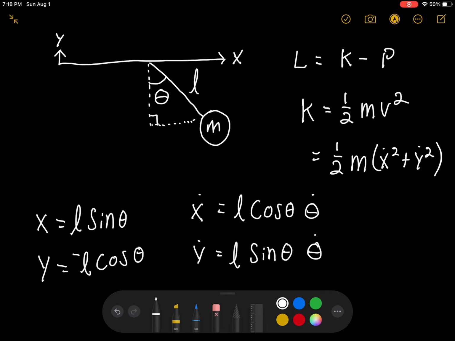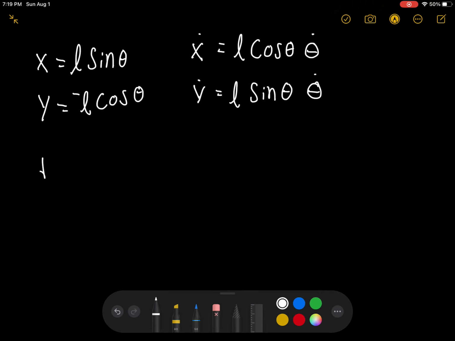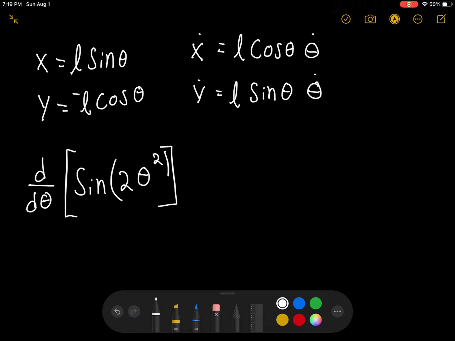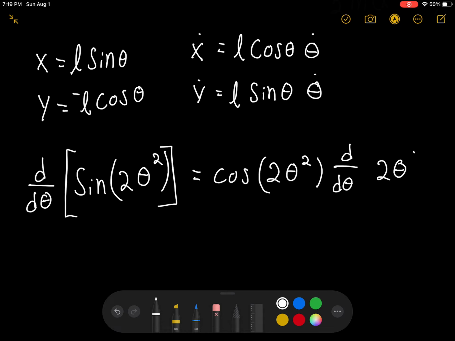Now let me go off on a tangent and explain myself. So if we were to do a derivative of something like d/d theta of sine of 2 theta squared, something that looks roughly like this, we would get cosine of 2 theta squared. That's the easy part. And then we still take d/d theta of the stuff that was inside.